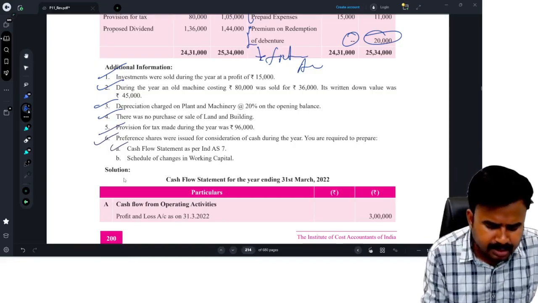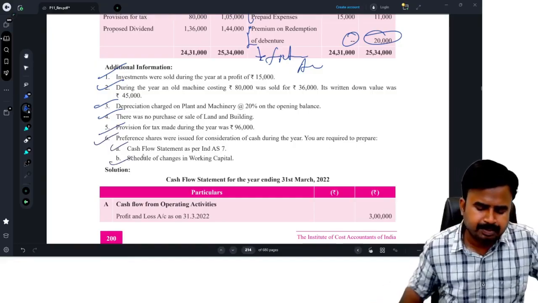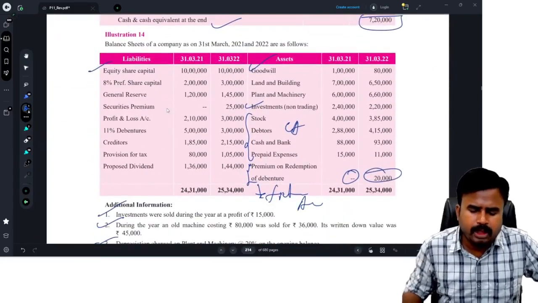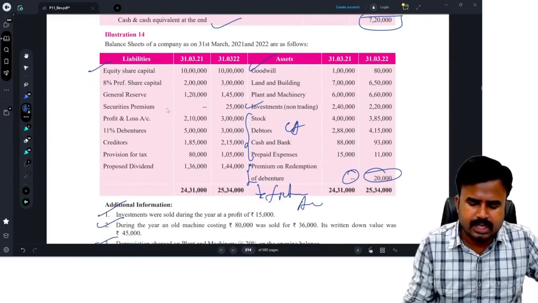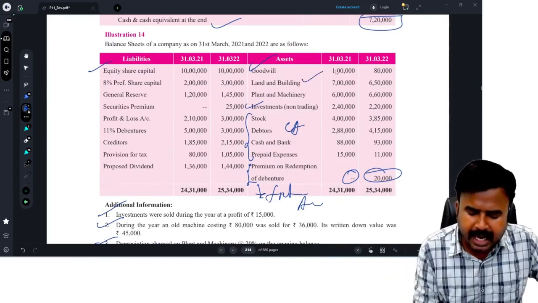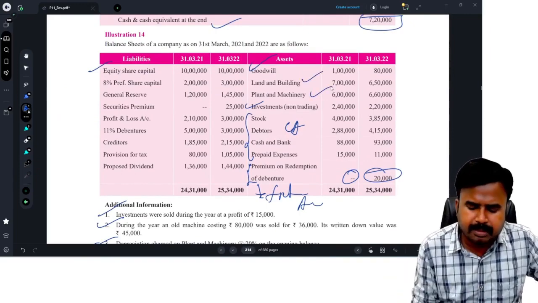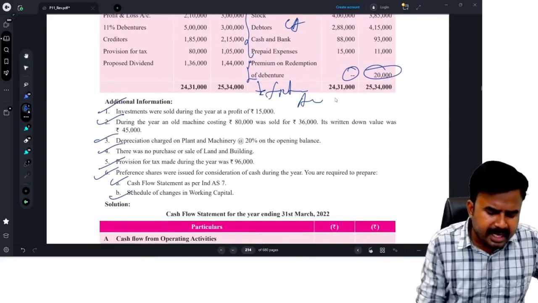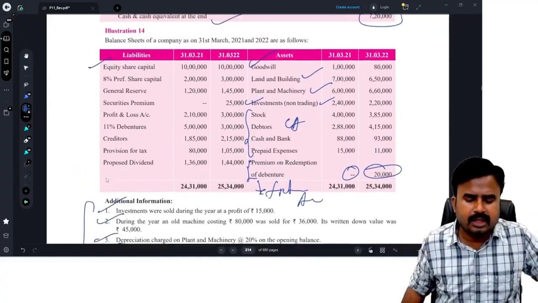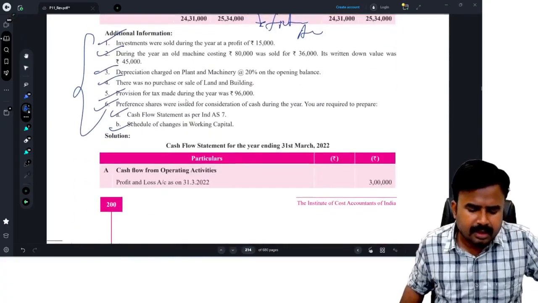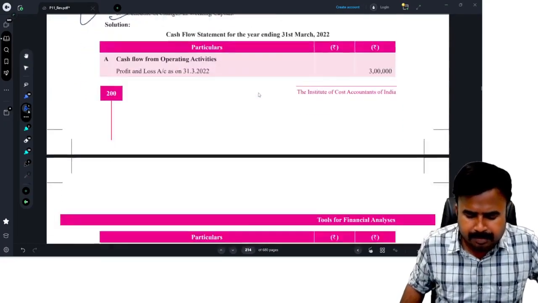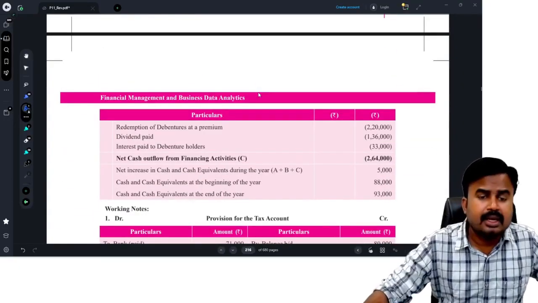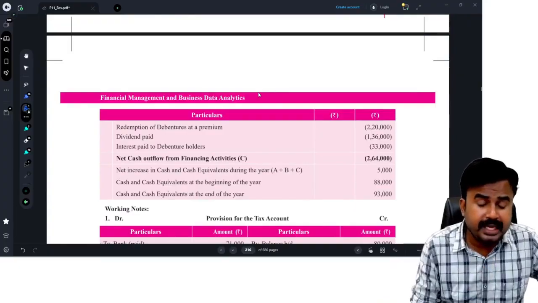You are required to prepare a cash flow statement and a schedule of changes in working capital. Generally, you have to prepare all the possible accounts, then only you can prepare the cash flow statement. First, you should prepare the land and buildings account, then the plant and machinery account, then the investments account. By considering all these adjustments, you have to prepare all the relevant accounts. Then you can prepare cash flows from operating activities, financing activities, and investing activities. The point is, you must follow the indirect method here.